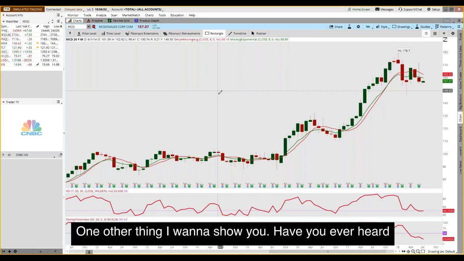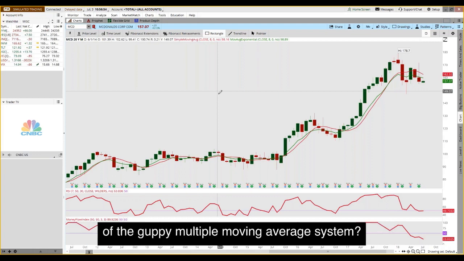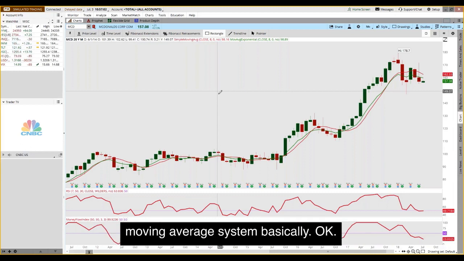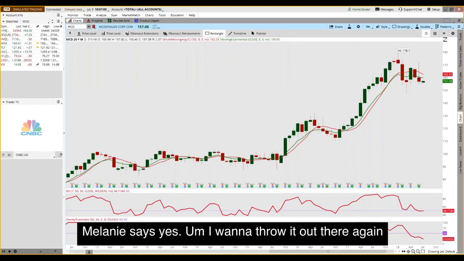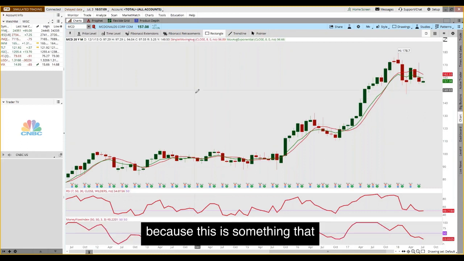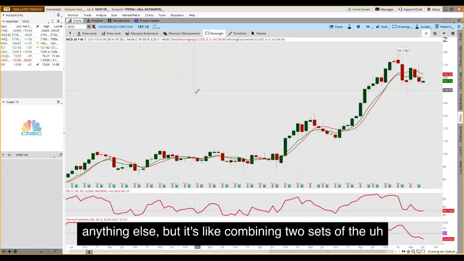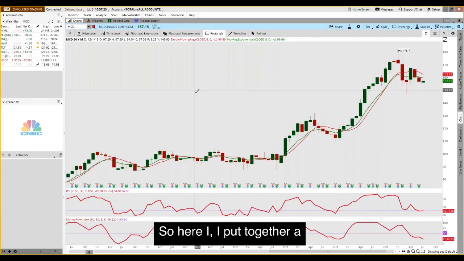One other thing I want to show you. Have you ever heard of the Guppy multiple moving average system? Melanie says yes. I want to throw it out there again because this is something that may provide you some comfort. It doesn't mean it's necessarily more effective than anything else, but it's like combining 2 sets of the ribbon that I showed you.